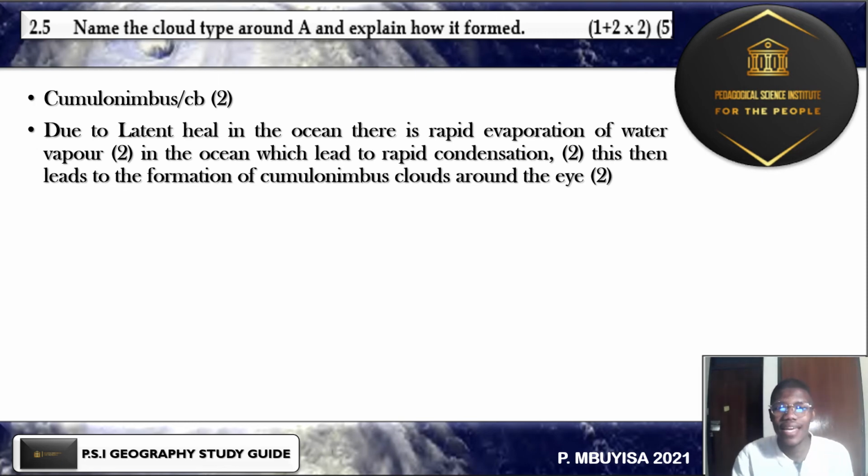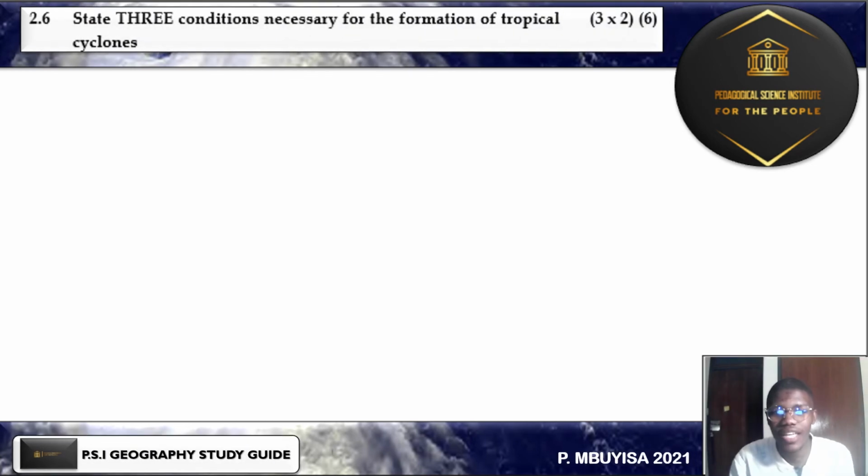2.6. State 3 conditions necessary for the formation of tropical cyclones. Remember, we said think of it as a recipe. So in a recipe, for you to have a beef stew, you need certain conditions being met, being your pot, being the beef itself, being the veggies and seasoning, and water and stuff. So that's what you need.